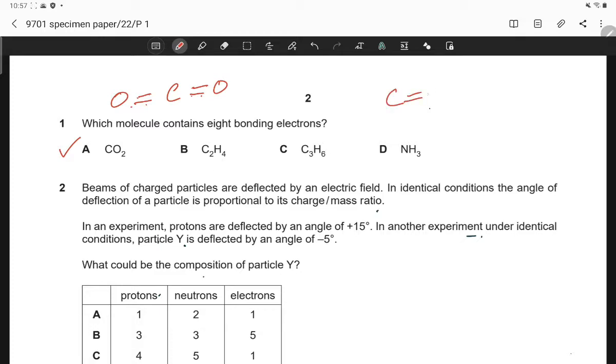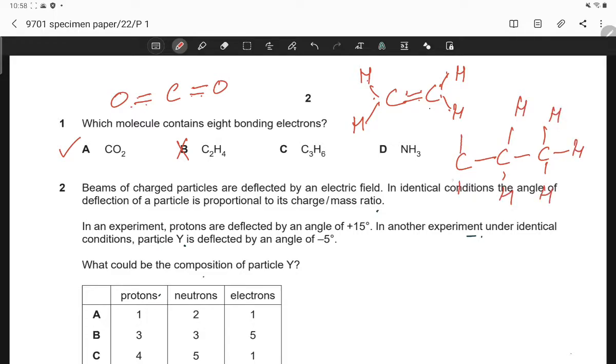C2H4: this is 1 electron, 2, 3, 4, 5, 6, 7, 8, 9, 10, 11, 12. So this is 12 bonding electrons, so this is wrong. C3H6: 1, 2, 3, 4, 5, 6, 7, 8, 9, 10, 11, 12, 13, 14, 15, 16, 17, 18, 19, 20. So this is also wrong.